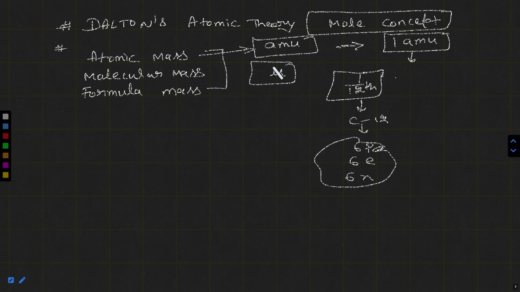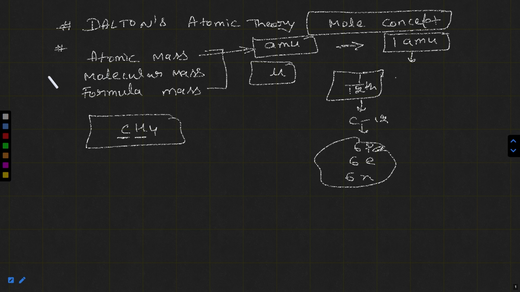Now I want to introduce the term molecular mass. Molecular mass is the mass of a molecule, and it is calculated by the sum of atomic masses of all the atoms present in a molecule. If you want to calculate the molecular mass of CH4, you put 1 into the atomic mass of carbon, plus 4 into the atomic mass of hydrogen, because there are 4 hydrogen atoms. This is how you calculate molecular mass.